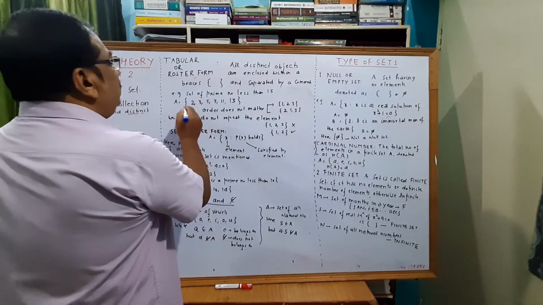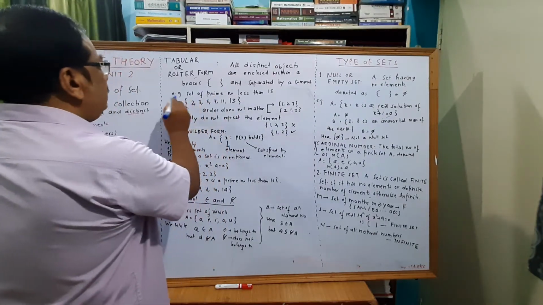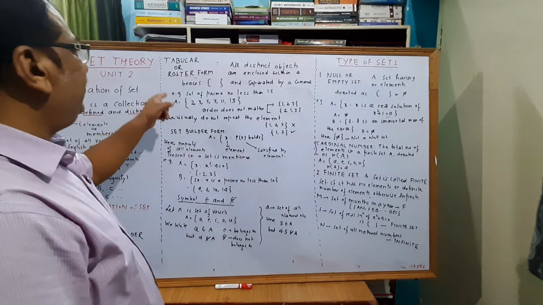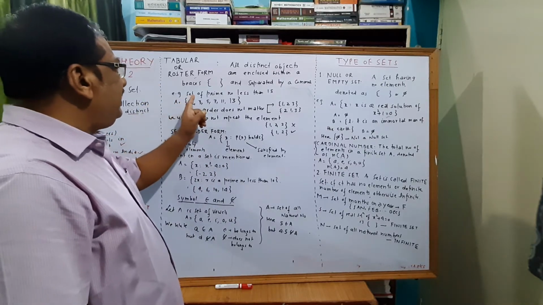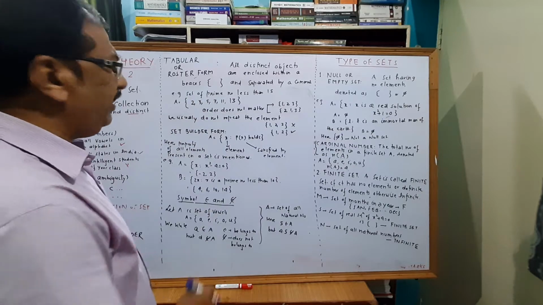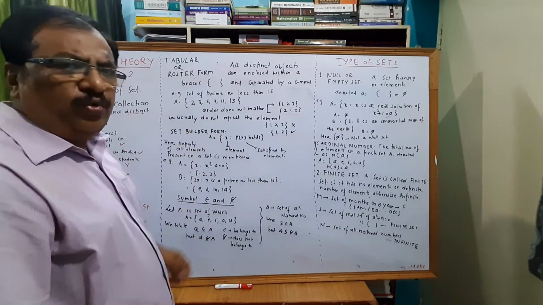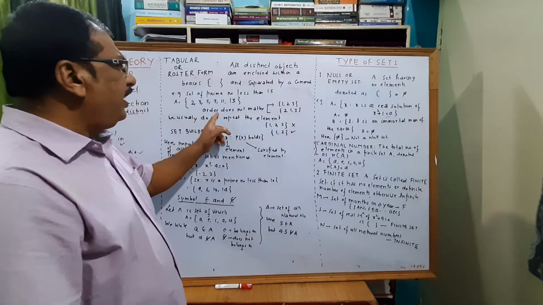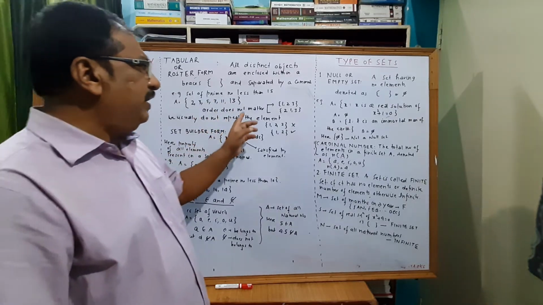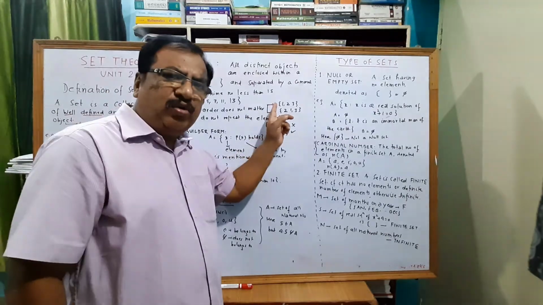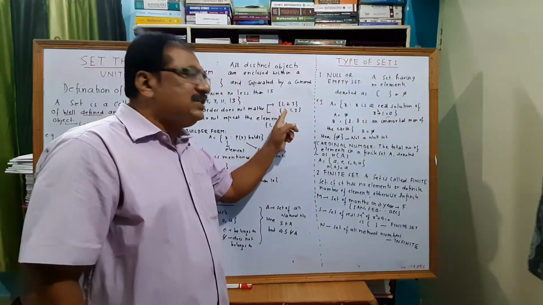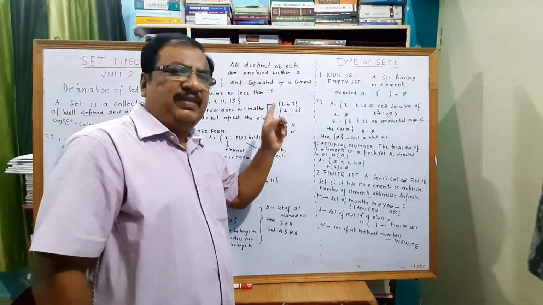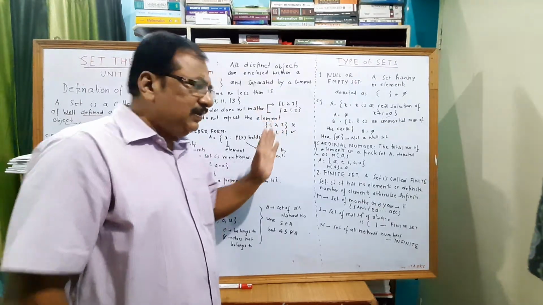Now regarding the tabular method, suppose set A is the set of prime numbers less than 15. So what would we write for A? 2, 3, 5, 7, 11, 13. Order does not matter. I have already told you that order does not matter. That means in set theory, {1, 2, 3} is the same as {2, 1, 3}. Both are the same.